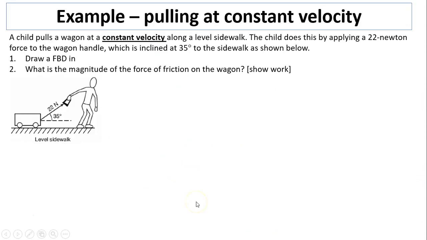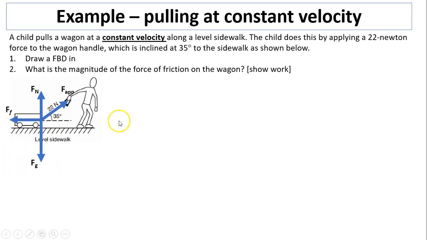Okay, another example. A child pulls a wagon at constant velocity, in this case along a level sidewalk. The child does this by applying a 22 newton force to the wagon handle, which is inclined at 35 degrees to the sidewalk as shown. First, draw a free body diagram. So for the free body diagram, what are the forces? Applied force, normal force, gravity, and a friction force.